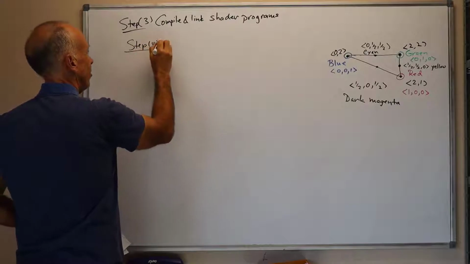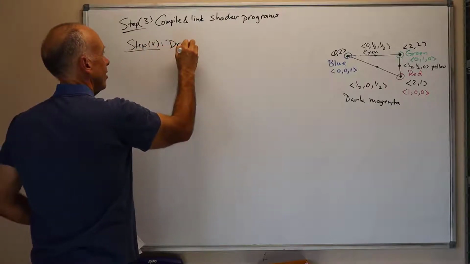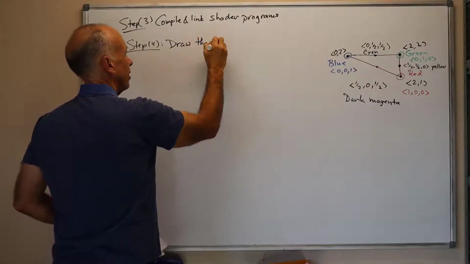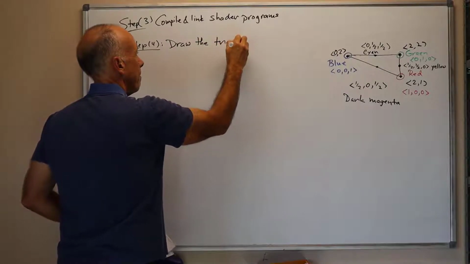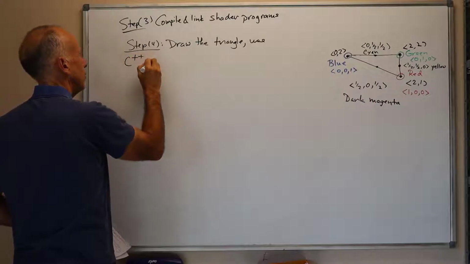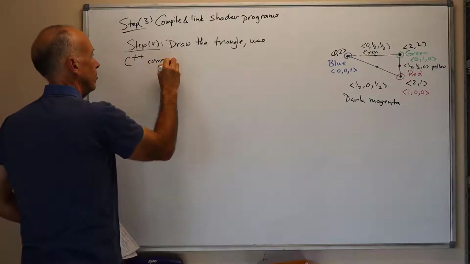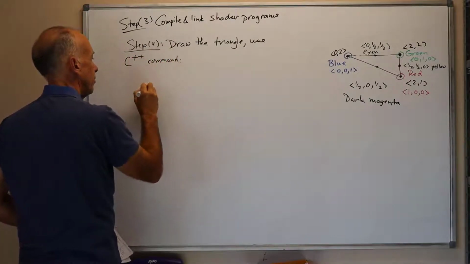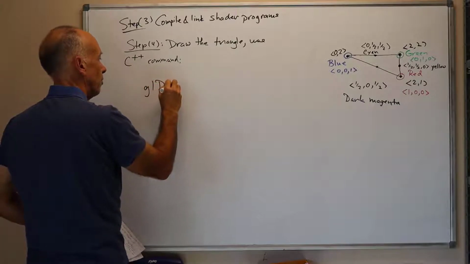So step 4 is going to be draw the triangle. And this is done with a C++ command. Use this. glDrawArrays, similar to what we described before.